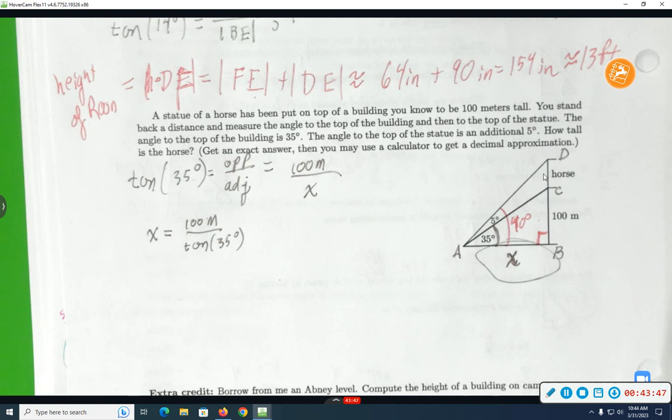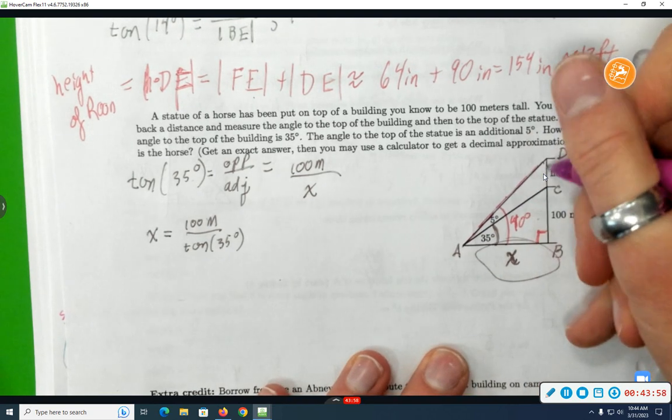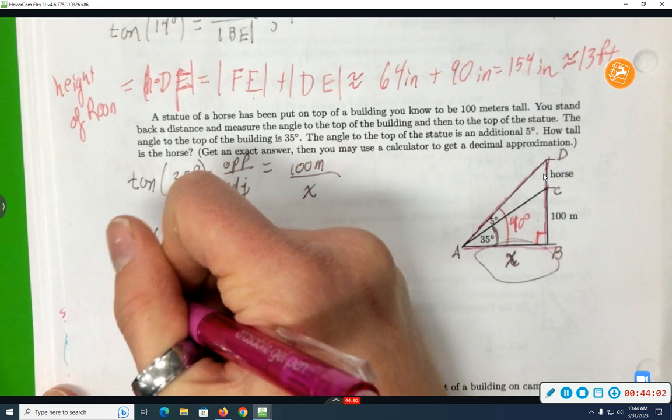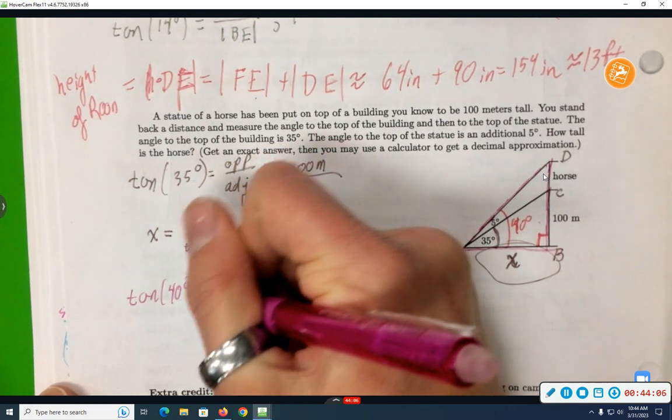Is there another right triangle in this picture we could use? Yeah, like the whole thing is a right triangle. So let's use this right triangle next. Now let's follow the same procedure. Tangent of 40 degrees will also be opposite over adjacent.